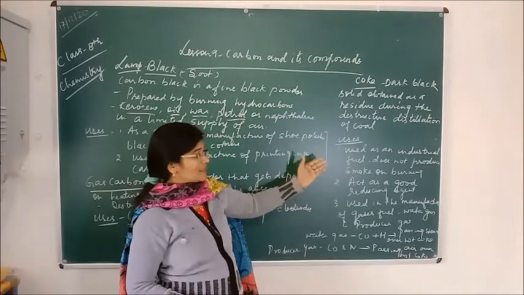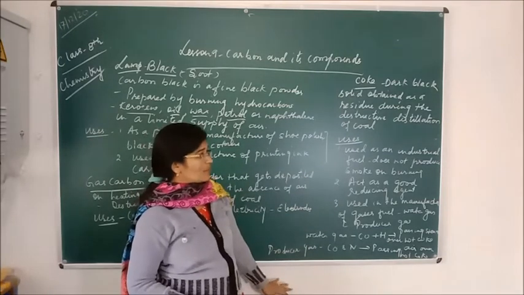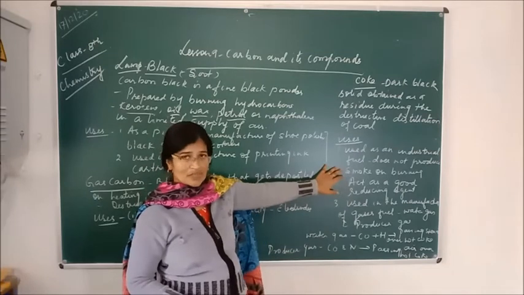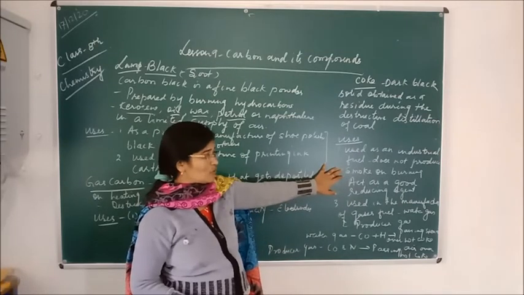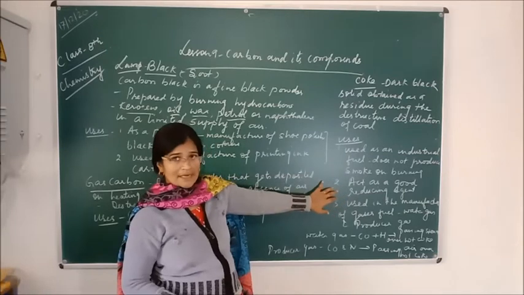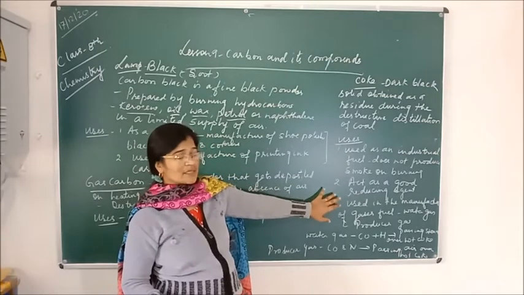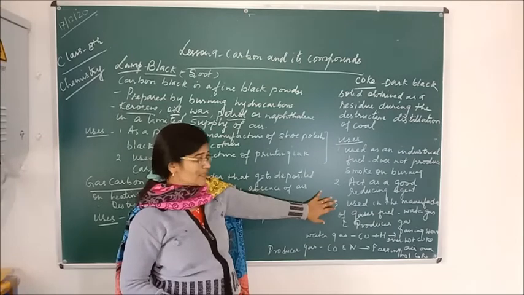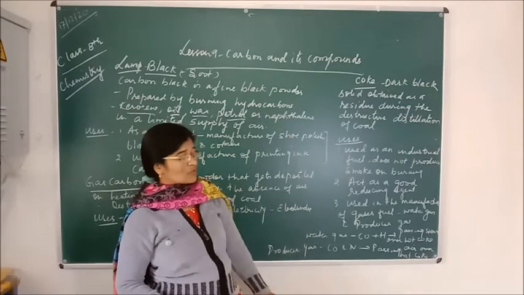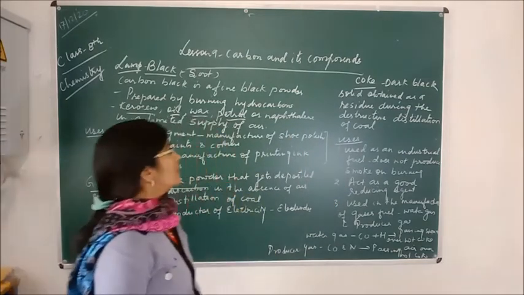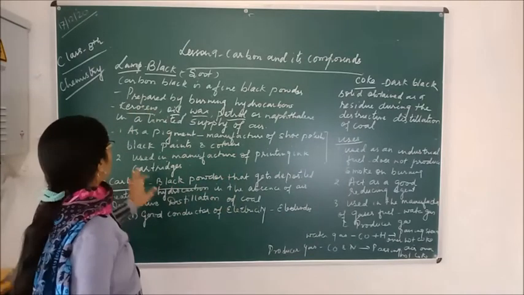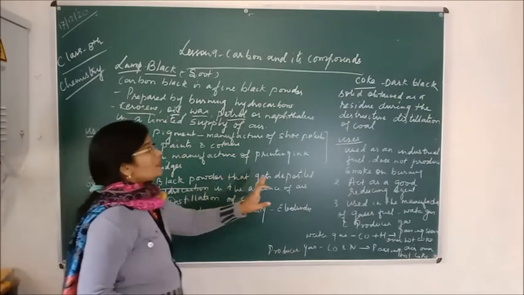So these are the three uses of coke. What is the first use? It is used as an industrial fuel because it does not produce any smoke on burning. Second, it acts as a good reducing agent, and third, it is used in the manufacture of gaseous fuel. So this is all about the three amorphous forms of carbon: lampblack, gas carbon, and coke.